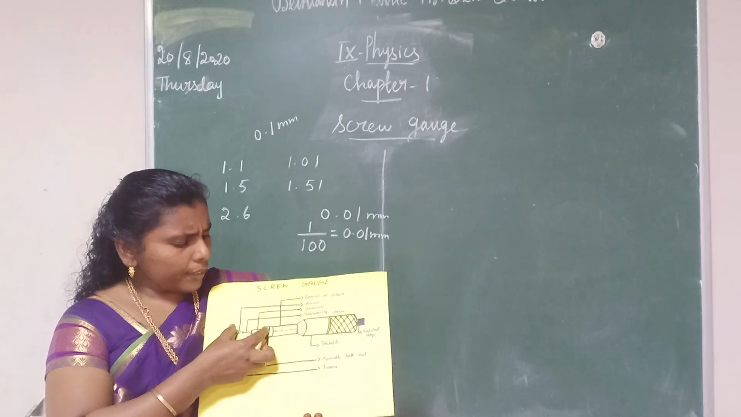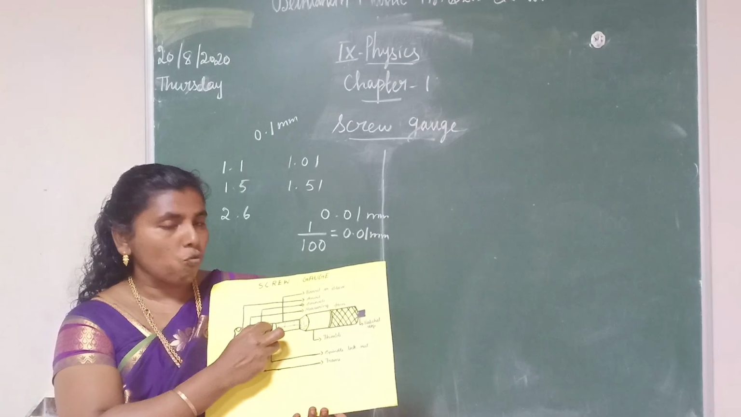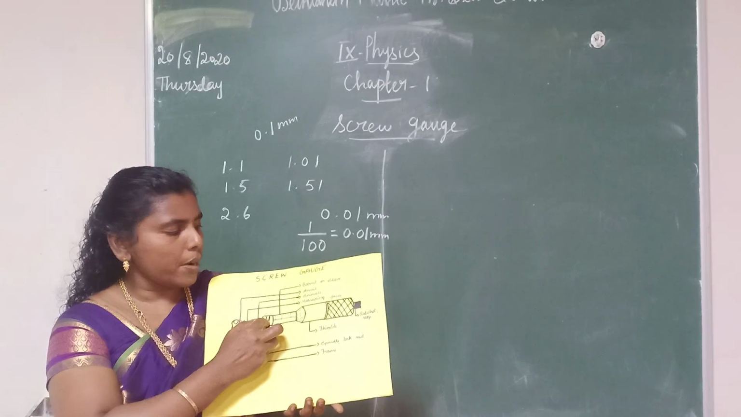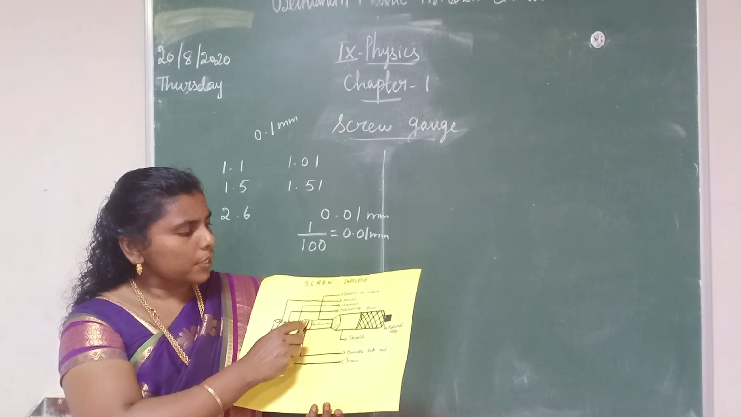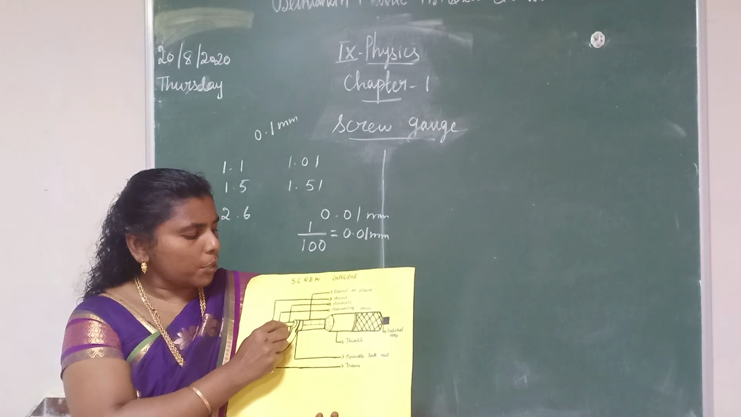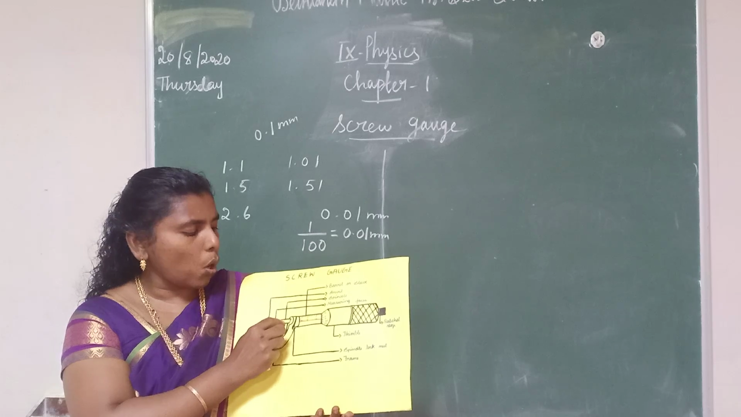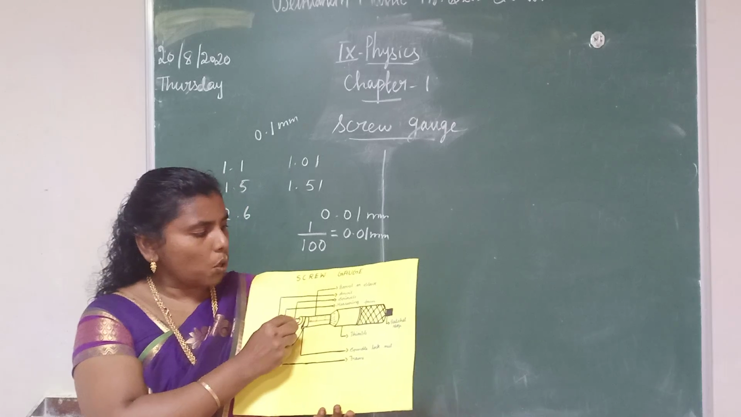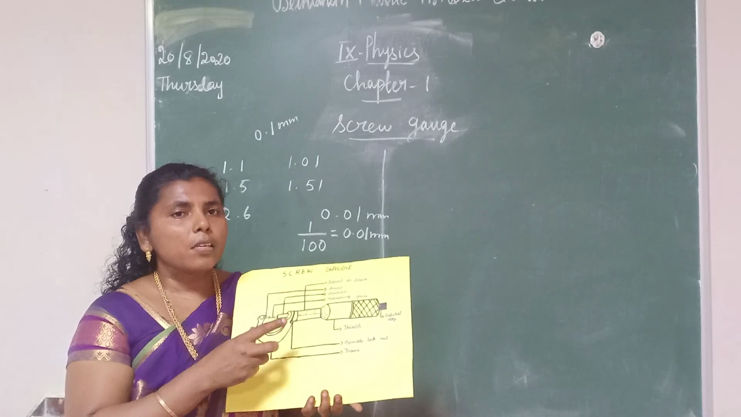Now in this U-shaped frame there are two studs: this fixed stud and this movable stud. The fixed stud is called the anvil and the movable stud is called the spindle. See the tip of the screw. At the end of the screw there is a plain surface, which is called the tip of the screw. These are the description of a screw gauge.